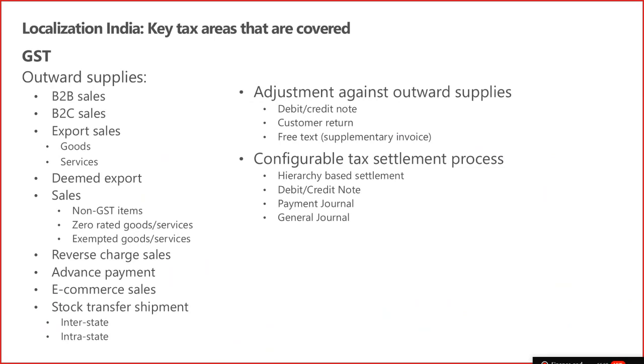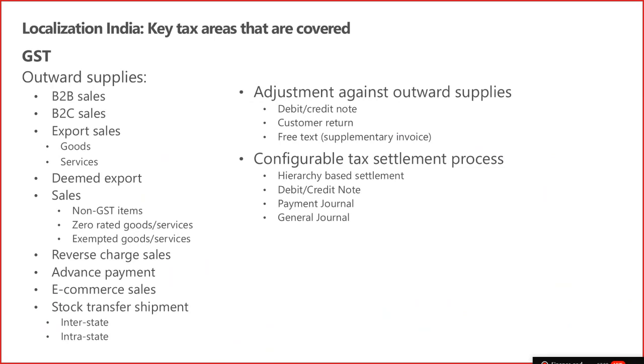Export sales, goods and services are there, and you know that the treatment is different when you export goods and when you export services, because when you export goods, you have to apply the customs exchange rate for tax calculation. But when you export services, you need not apply the customs exchange rate, and you have to apply the normal GAAP rate, and the system should take care of both these scenarios.